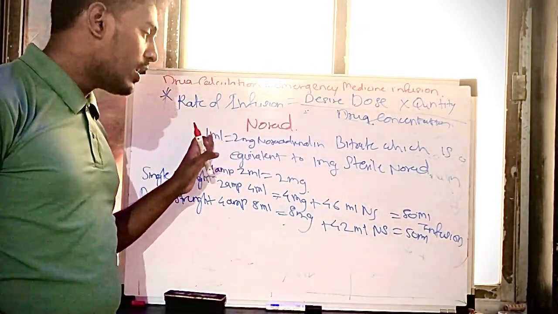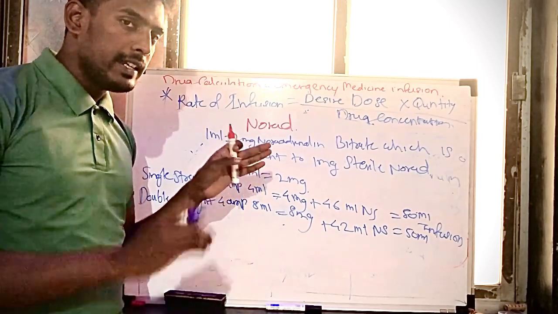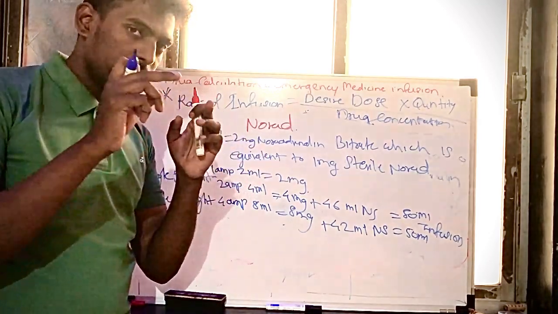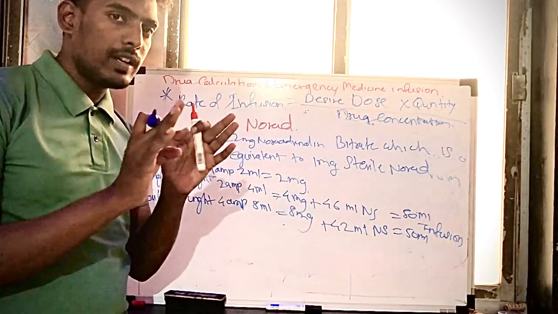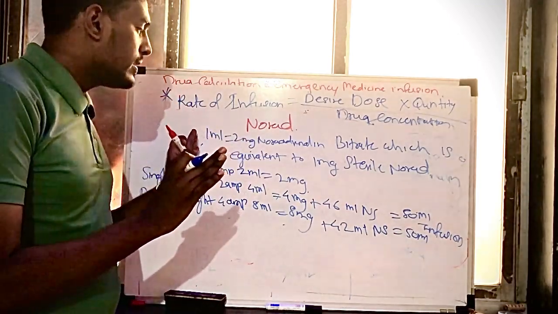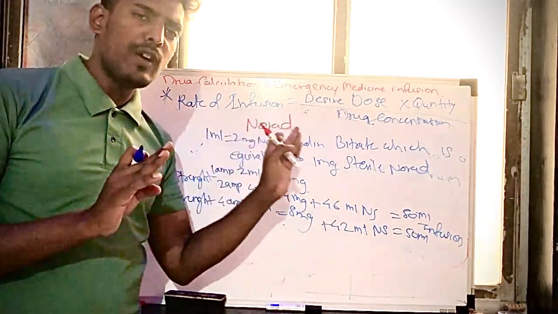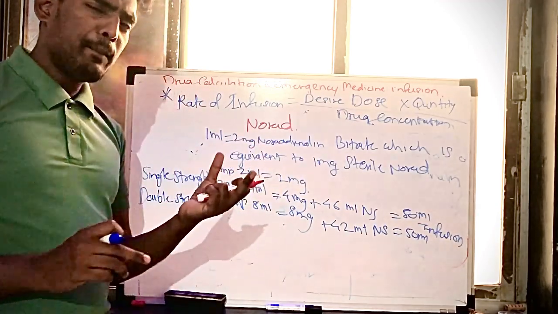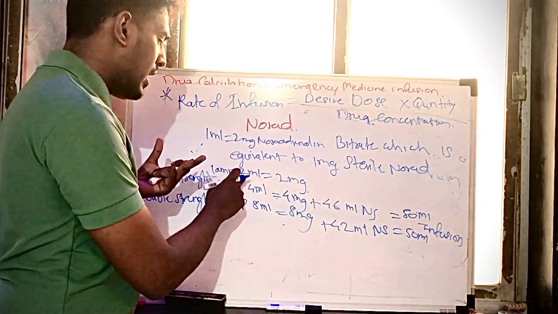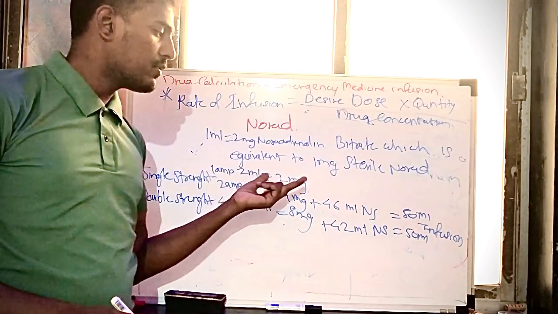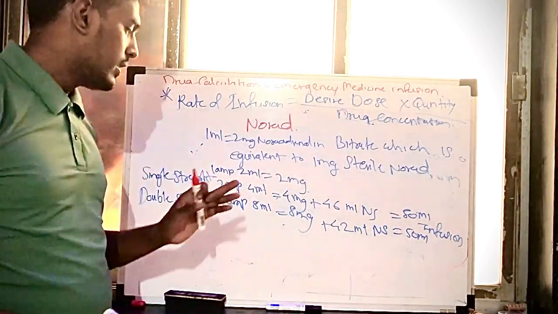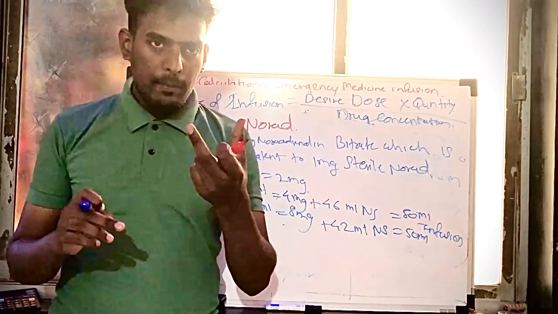It means it's not like 1 ml is equal to 2 mg. It's written on the paper that 1 ml is equal to 2 mg, but don't consider it like this. Always consider 1 ml of NORAD is equal to 1 mg. So your 1 ampule contains 2 ml of noradrenaline, which is equal to 2 mg of NORAD. So you got my point.